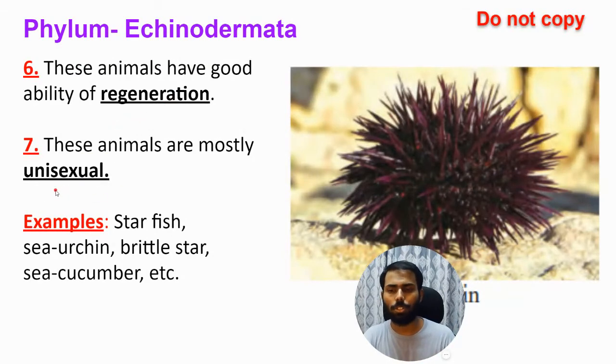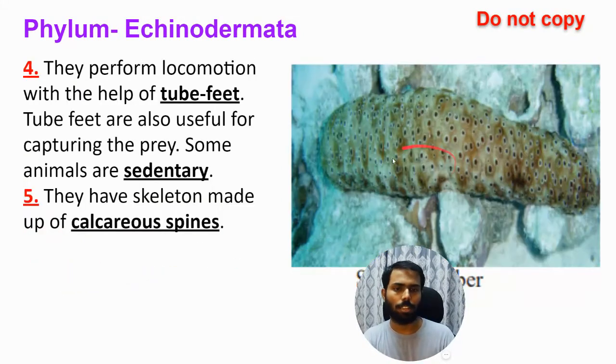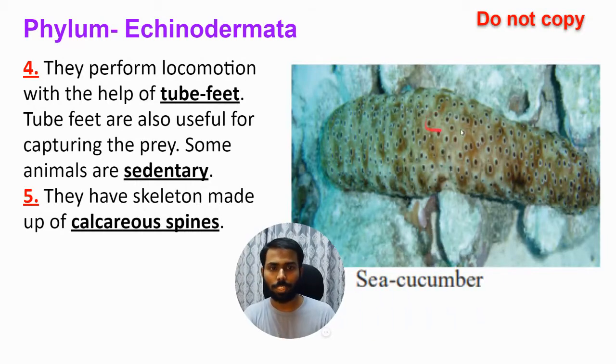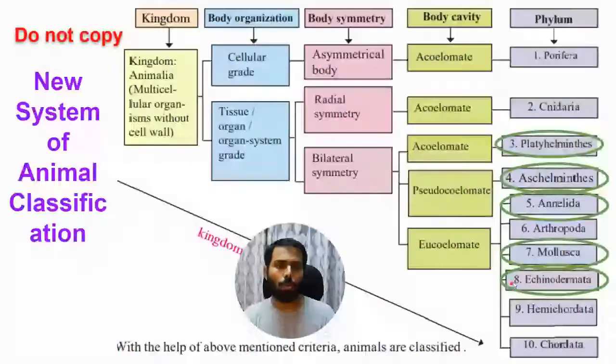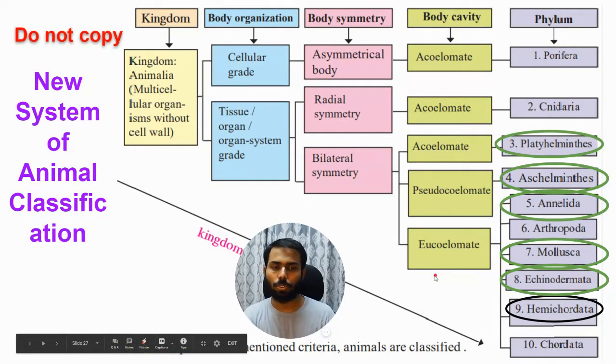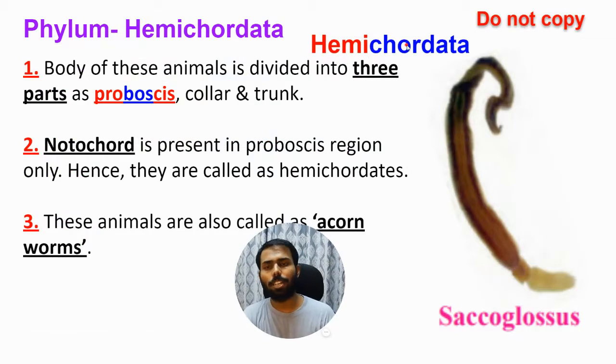And these animals are mostly unisexual. Examples: starfish, sea urchin, sea cucumber. Sea cucumber यहाँ पे देखा था, right? Very interesting word, right? Sea cucumber. Okay, so these were the examples of echinodermata. Okay, so we are also done with the sixth phylum for today, and we've seen till the 8th phylum given in your textbook. We are moving on to the last phylum for today, and the 9th phylum given in your textbook. Okay, is hemichordata. Hemichordata is very easy to pronounce.